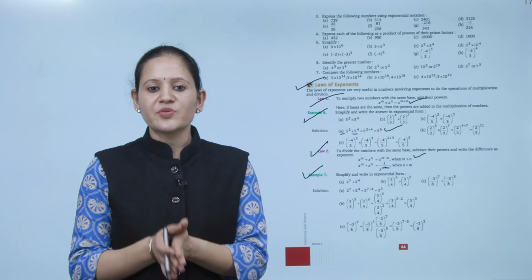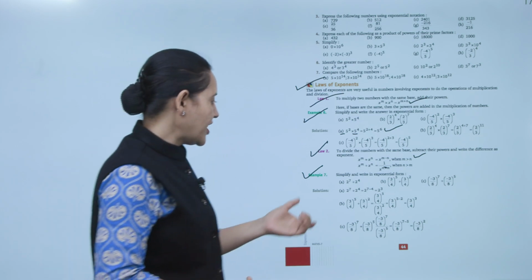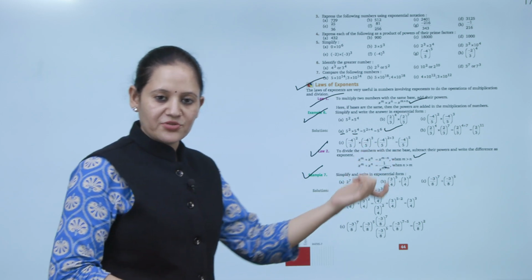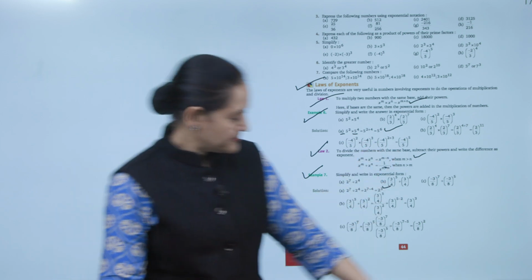Simplify and write in exponential form. 2 to the power 7 divided by 2 to the power 4. So it is division, so what will the powers become? They will be subtracted. 2 to the power 7 minus 4, that is 2 to the power 3.